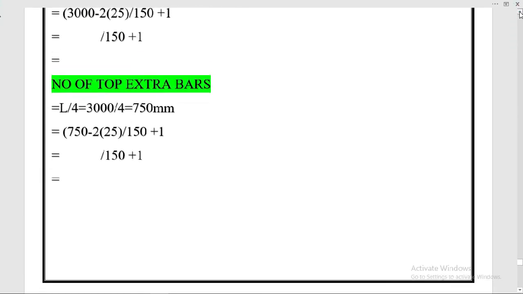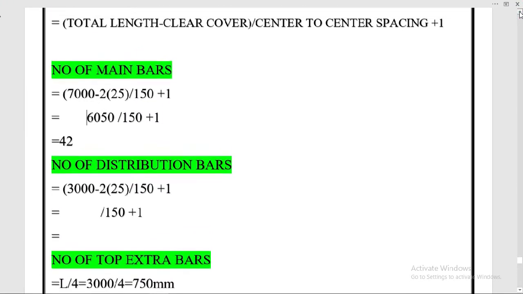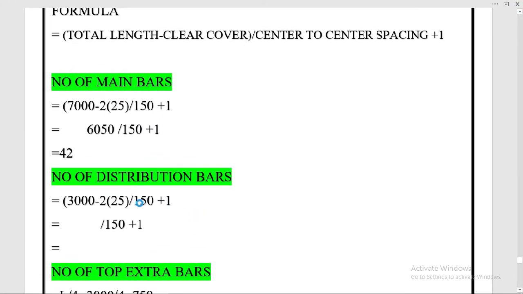Calculate the number of distribution bars. As we know, the distribution bars are provided along the longer span, which is 7000 millimeter, but we will take the opposite length to calculate the number of bars. So here we will take the shorter span length, 3000, minus 50, which will give us 2950.